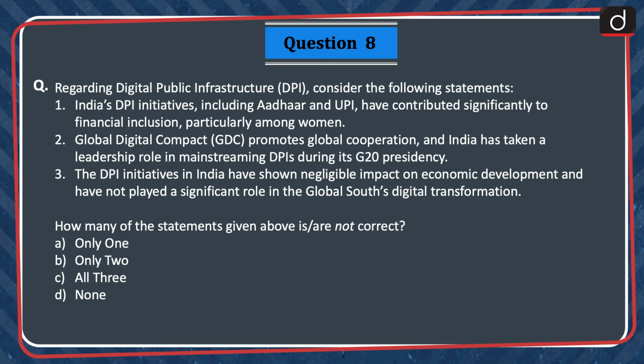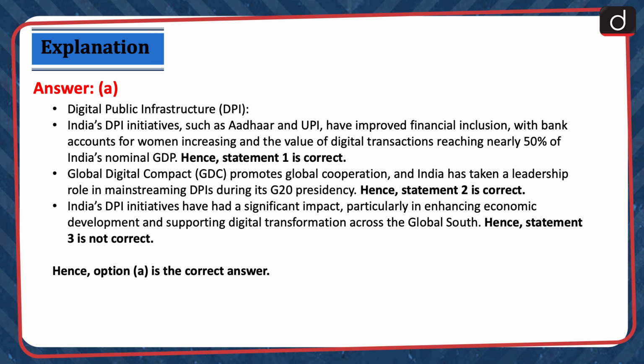How many of the statements given above are not correct? Only one, only two, all three, or none? The correct answer is option A, only one. Digital Public Infrastructure or DPI. India's DPI initiatives such as Aadhaar and UPI have improved financial inclusion, with bank accounts for women increasing and the value of digital transactions reaching nearly 50% of India's nominal GDP. Hence, statement 1 is correct.